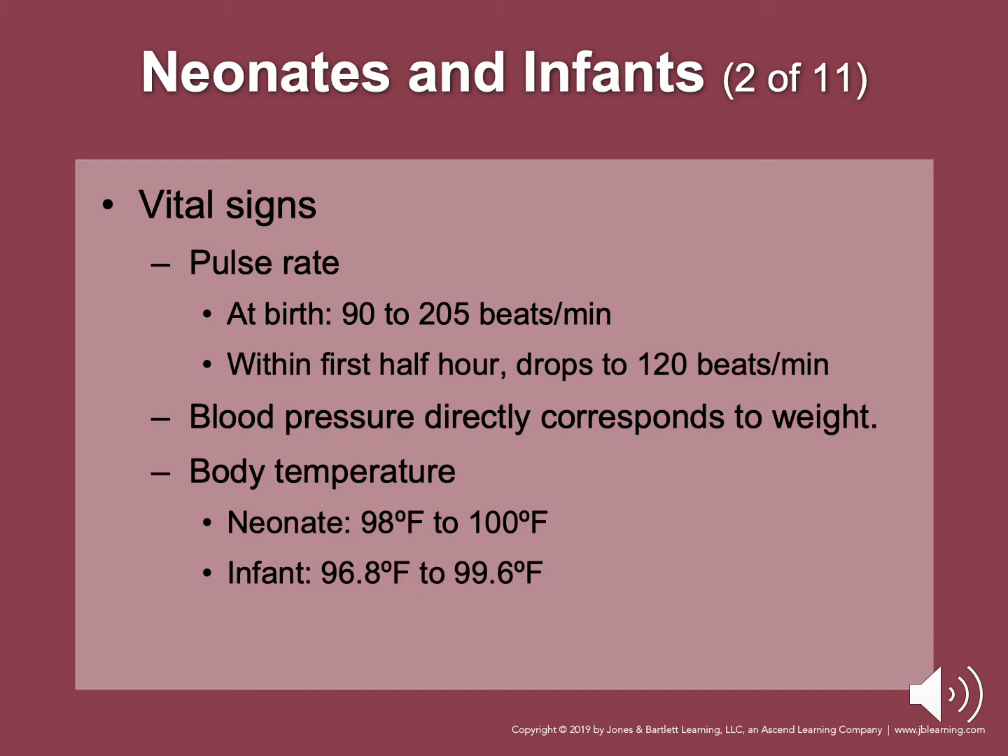Always think about your respirations too. They're usually faster, and it should slow by age 1. It's 20 to 30 breaths per minute. Also, tidal volume in neonates starts at 6 to 8 milliliters per kilogram, but it can increase to 10 to 15 milliliters per kilogram by the end of the first year.